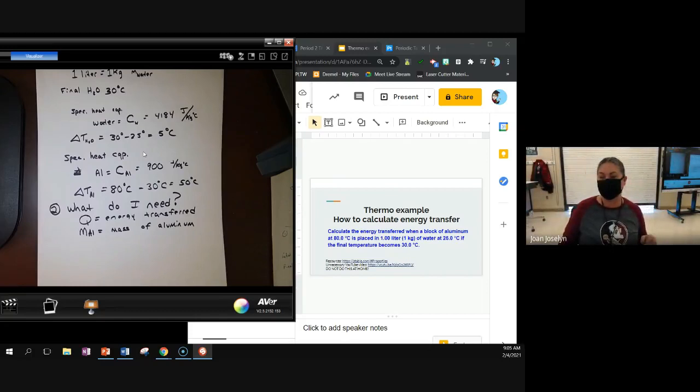Okay, so let's write down what we need. We need Q, which is energy transferred. And we're going to need the mass of aluminum because it's in the equation. We'll look at the equation next.